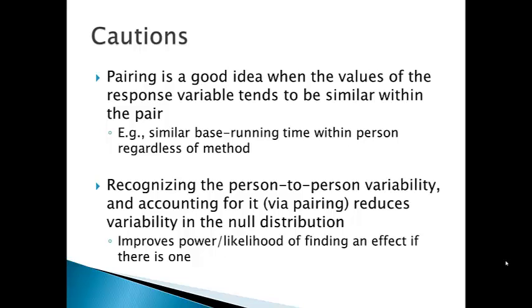Said another way, the variability in the null distribution being reduced improves power. In other words, it improves the likelihood that you're going to find an effect if there actually is one. Less chance of making a type 2 error or having a missed opportunity.